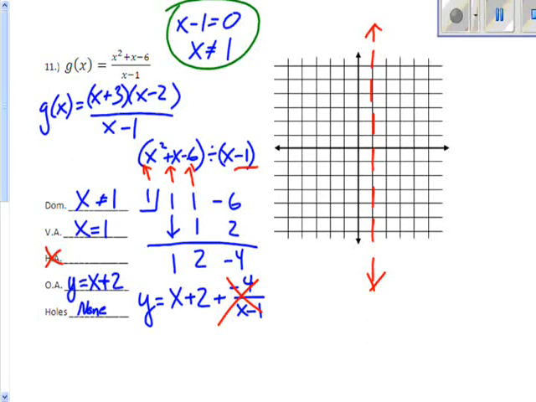The horizontal, or the oblique, asymptote is y equals x plus 2. Again, it's got a y-intercept of 2 and a slope of 1, so that's up 1 over 1, up 1 over 1, up 1 over 1, up 1 over 1, down 1, back 1, down 1, back 1, down, back 1, down.